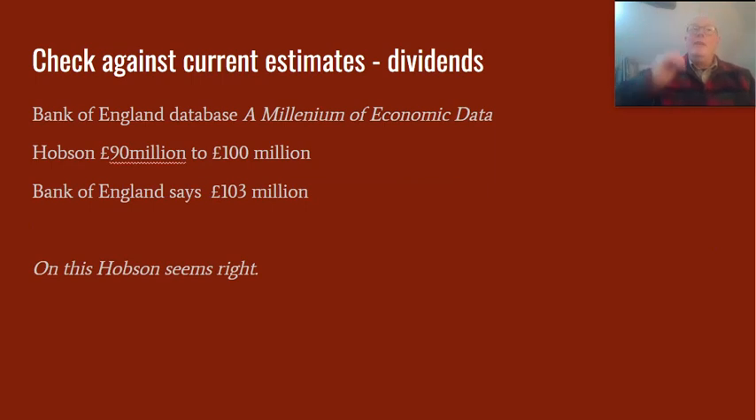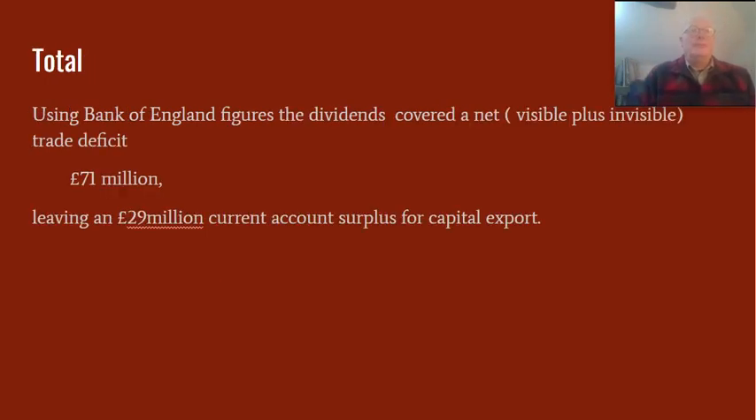On dividends, Hobson's estimate seems pretty spot on. The Bank of England says it was 103 million in 1899. Hobson reckoned it was between 90 and 100 million. So there doesn't seem much dispute on that. Using this, the Bank of England figures show that the dividends covered a net trade deficit that Britain had of 71 million.